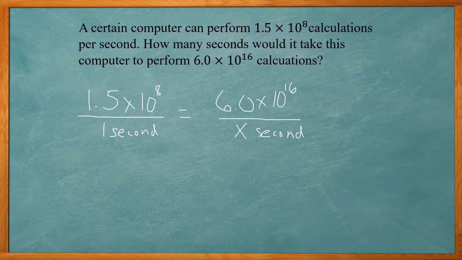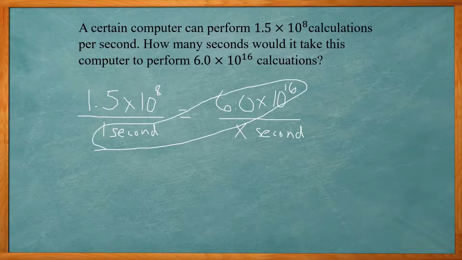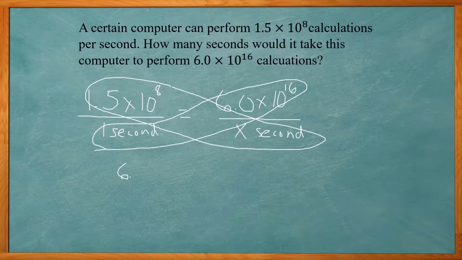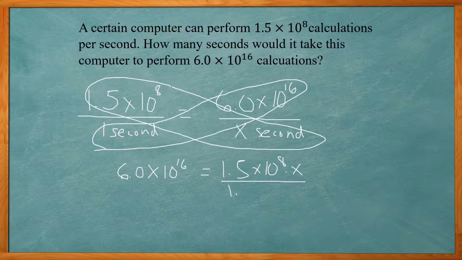Okay, so it's going to be proportional. So what I can do here is cross multiply. So 1 second times 6.0. So 1 times 6.0 times 10 to 16 equals 1.5 times 10 to the 8th times x. And to get x by itself, I need to divide by 1.5 times 10 to the 8th power. So you do that to both sides.